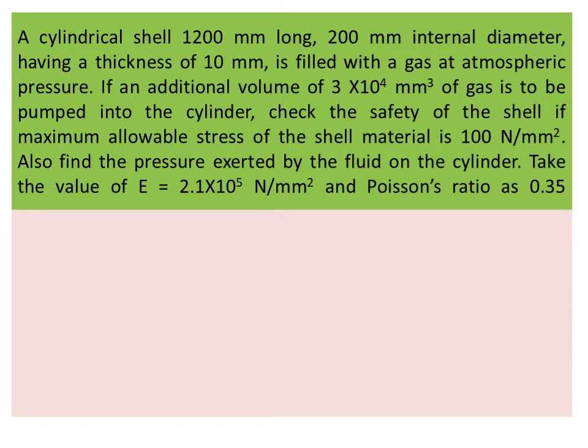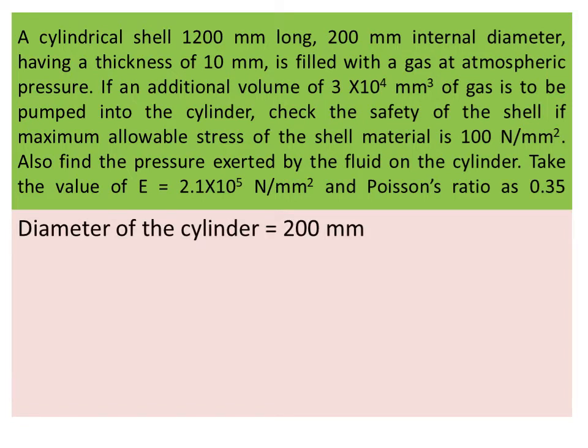If the maximum allowable stress of the shell material is 100 N/mm². Also find the pressure exerted by the fluid on the cylinder. Take the value of Young's modulus E as 2.1 × 10^5 N/mm² and Poisson's ratio as 0.35.